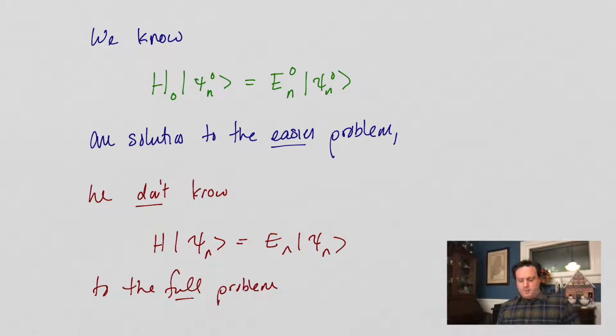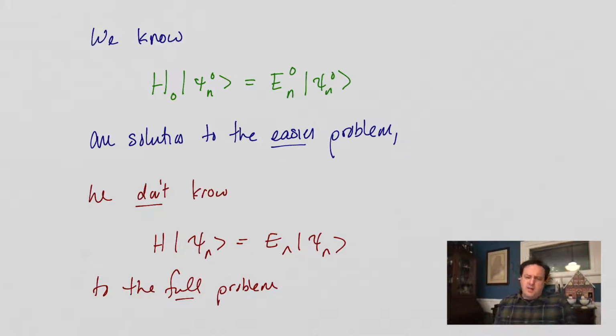So here's the problem: we know that H naught, our unperturbed Hamiltonian, has a set of eigenstates, which I'm going to call psi n 0, so that when you have this 0 superscript, that means it's an eigenstate of the unperturbed Hamiltonian, and a set of energies associated with that Hamiltonian, which I'm going to call E sub n naught. But we don't know what the solutions to the full problem are. H acting on psi n gives us E sub n times psi n. We don't know what those solutions are, although we know they exist.